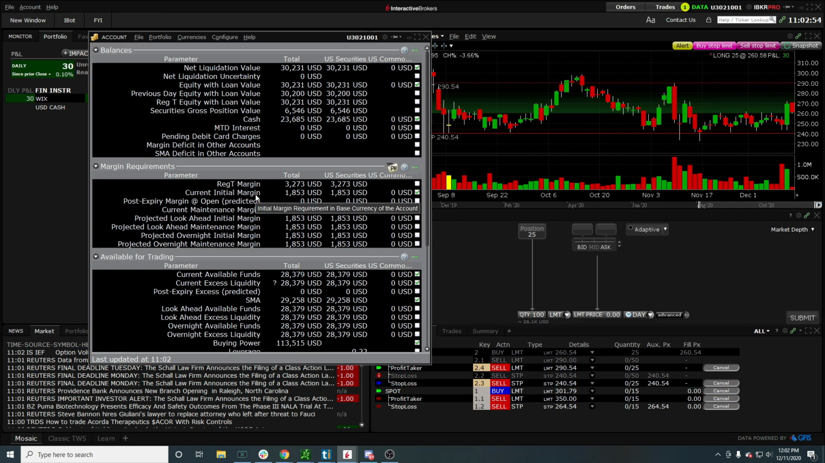Current initial margin. This is the initial margin requirement. This is in the base currency, so this might be a little bit different if you're in Canada or Australia.